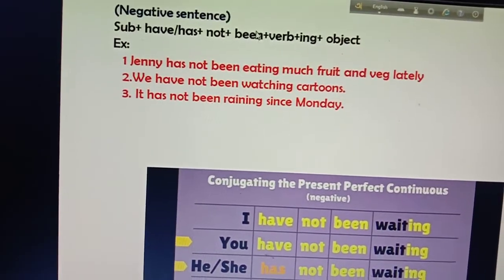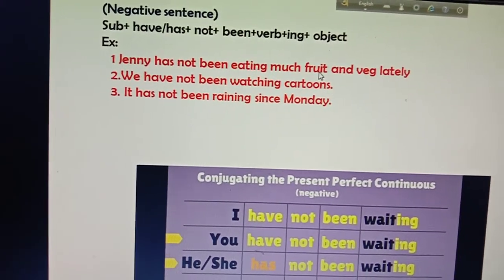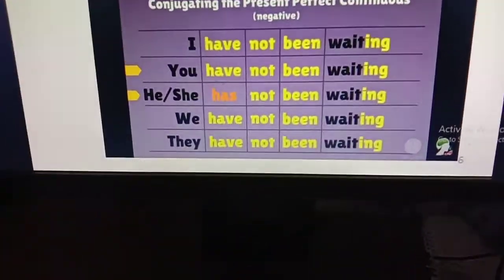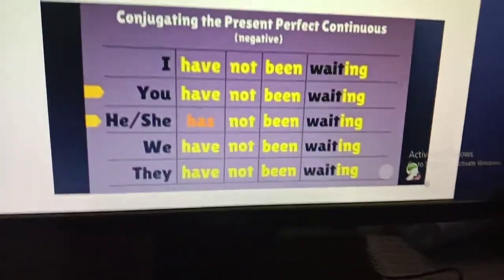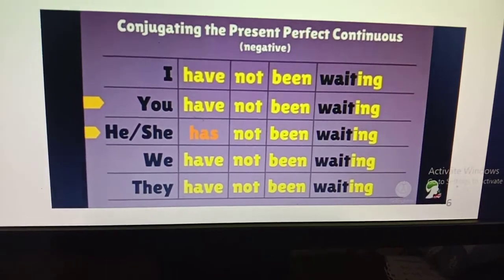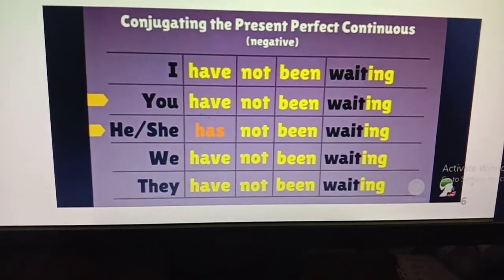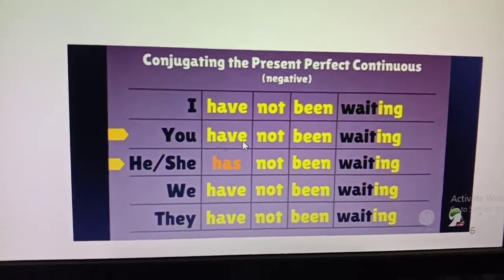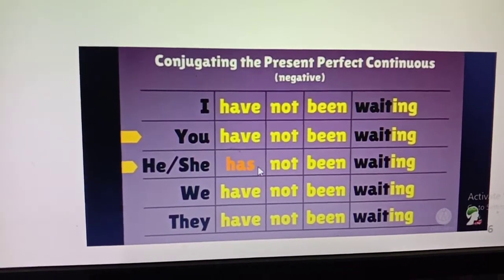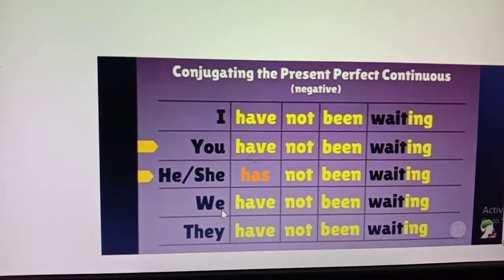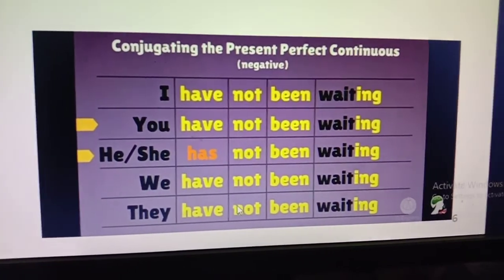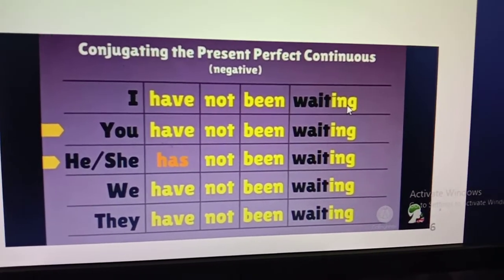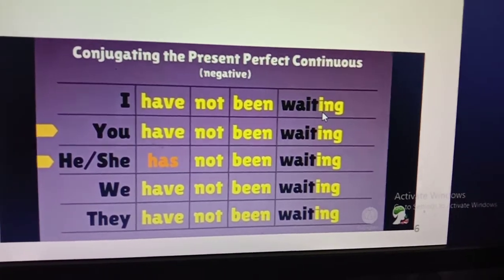Then been, then verb plus ing, then the object. Okay, now here I have also attached the examples for you so that you can understand where you will use have and where you will use has. So with I and you are going to use have. With he and she you are going to use has, and with we and they you are going to use have. Okay, and after not and been you have to use the verb with the ing.